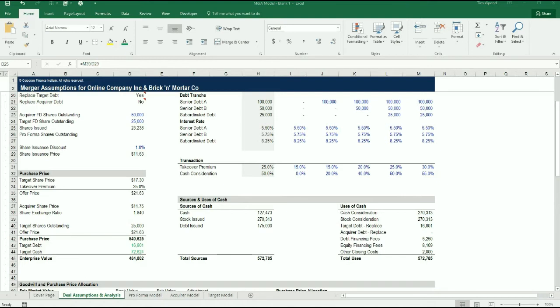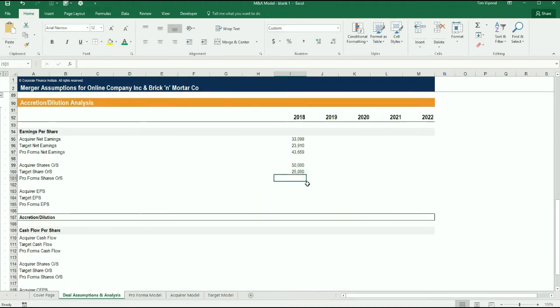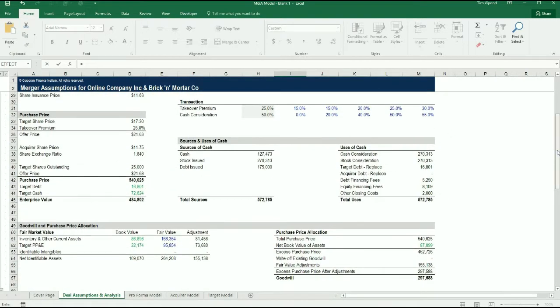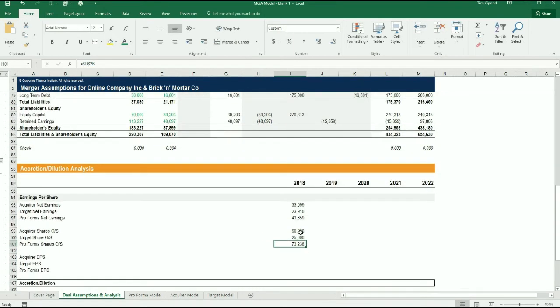So what you'll see here is now we've got pro forma shares outstanding equal to the starting number plus the number issued, which is 73,238,000. So we can link that here. And we can anchor it with F4. So what you'll notice is, yes, the earnings increase significantly, but the shares outstanding increase significantly as well.